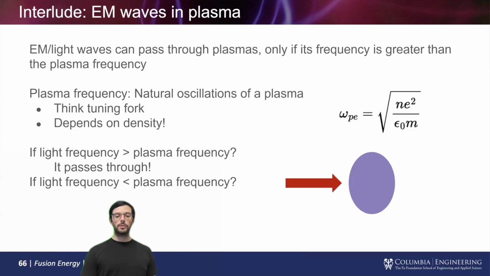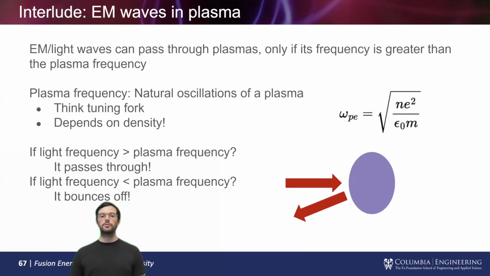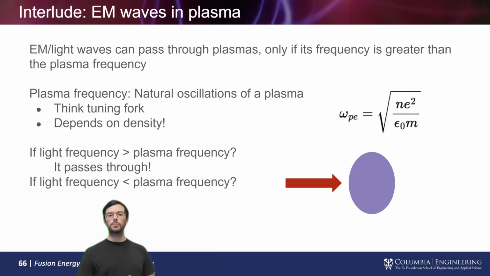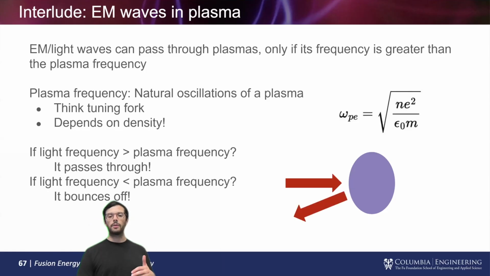And in the other case, you might be able to guess it gets reflected. So if the light frequency is less, oh, sorry, I mixed that up. If the light frequency is greater than the plasma frequency, it goes right through, because basically the light frequency is moving faster than the plasma can respond. Then if the light frequency is below the plasma frequency, it will bounce off. Basically, the plasma rejects it and it acts as a reflector.